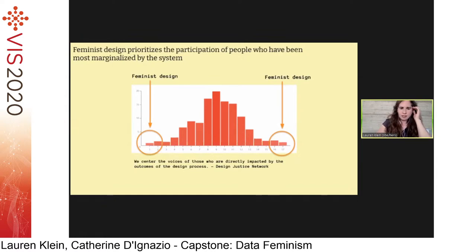As the Design Justice Network says, we include a quote here because their project is super amazing. You can check that out too. They say, quote, "We center the voices of those who are directly impacted by the outcomes of the design process." And so these are really the folks who we should be working hard to build relationships with. And this is also why we need to start any design process by thinking about power so that we know how to identify these people and work with them to understand their needs so that we can in turn shape our projects to reflect their desires.